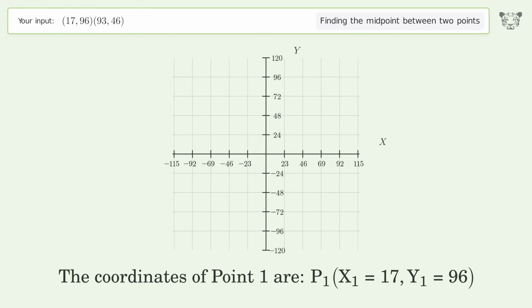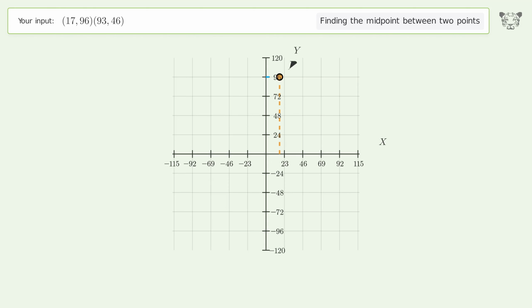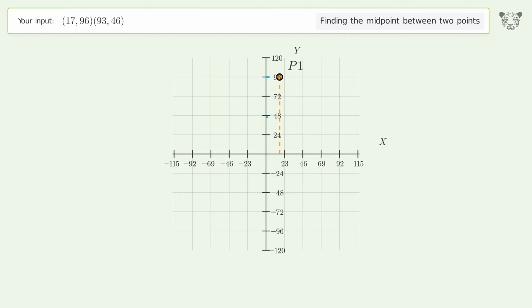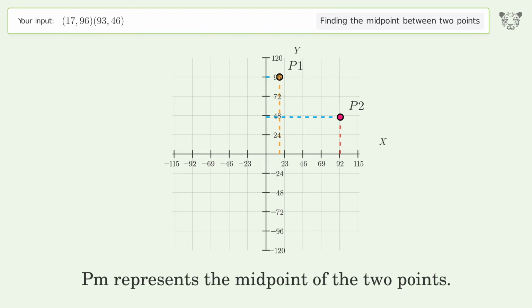The coordinates of point 1 are x1 equals 17, y1 equals 96. The coordinates of point 2 are x2 equals 93, y2 equals 46. PM represents the midpoint of the 2 points.